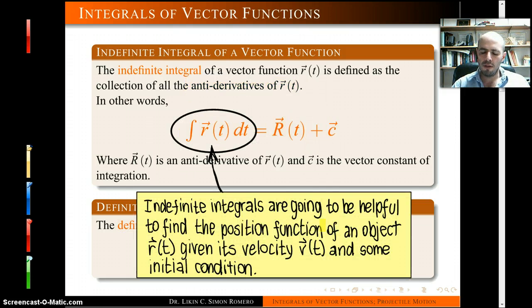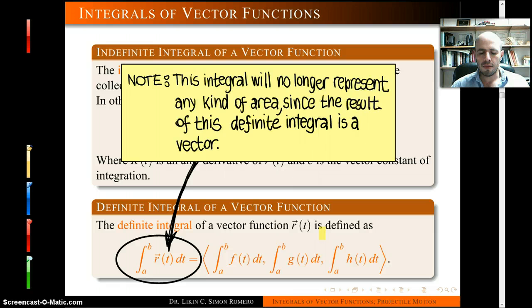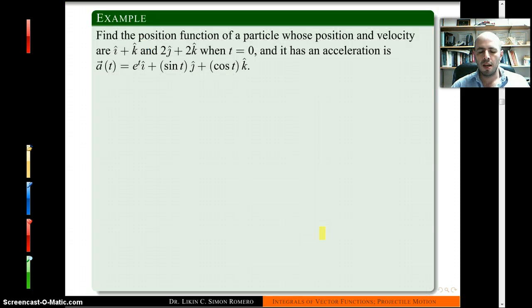Indefinite integrals are going to be helpful to find the position function of an object given its velocity and some initial condition. Actually, we're going to go further than that. We're going to start with an acceleration function and come back, doing indefinite integrals, to the position function of the object, given some conditions. The definite integral no longer represents any kind of area, since its result happens to be a vector. So the definite integral is not going to be very useful for the things that we're going to do in this section. So let me give you an example of how the indefinite integral works.